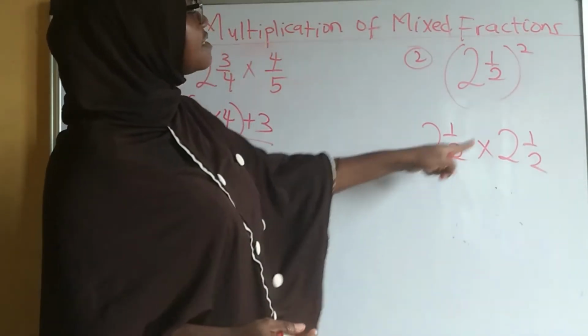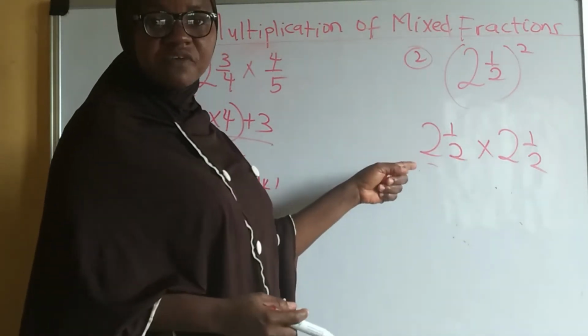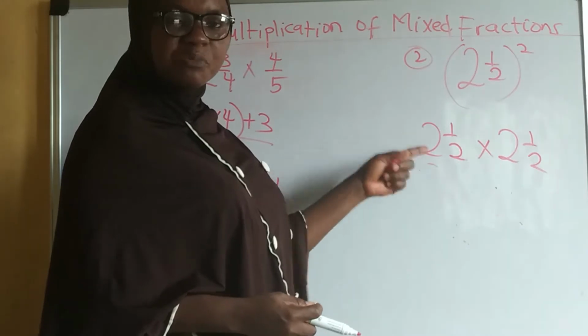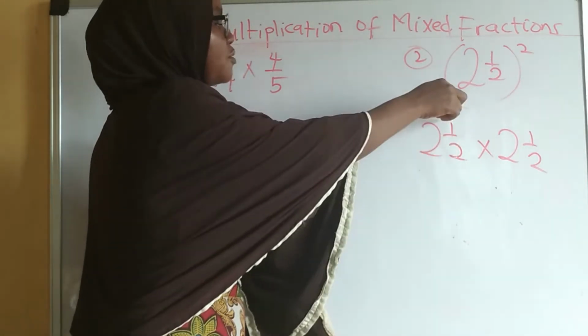Now I have 2.5 times 2.5. This 2.5, I'm going to convert it to what? It is already in mixed fraction, so I'm going to change it to what? To an improper fraction. And how do I do that? 2 times 2, 4. 4 plus 1, 5.